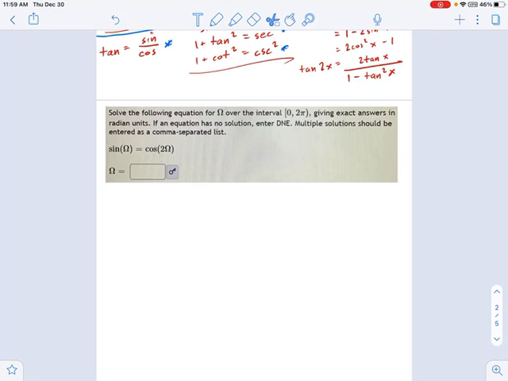In this equation, it looks very simple. Sine of omega equals cosine of 2 omega, right? No radicals, no fractions. It should be straightforward, but go ahead, try to factor it. You're not going to get anywhere.